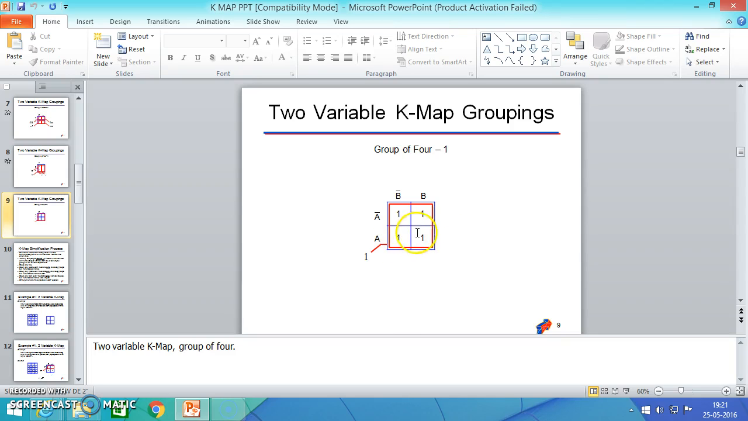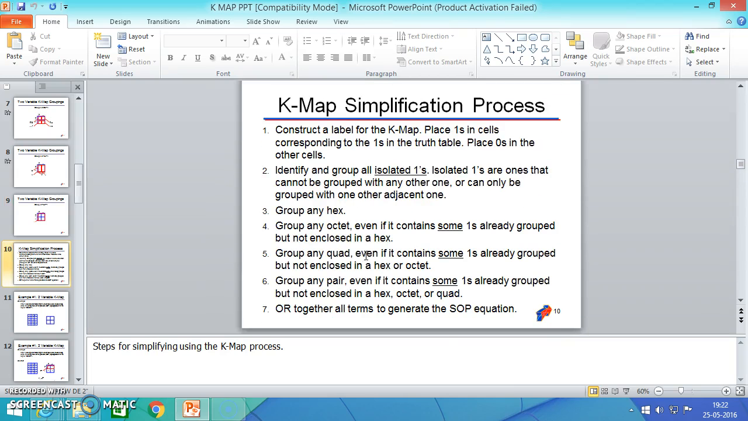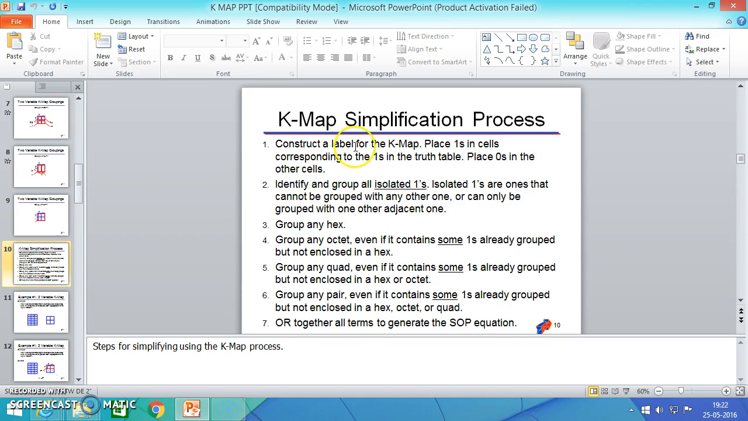Now as all are 1s, we can also make a group of 4, that is also known as a quad. So if we make a quad, a group of 4, then 2 variables are reduced. As this is a 2 variable Karnaugh map, both variables are reduced, as adjacent A and A bar, B and B bar are reduced, and we get only 1. Simplification process. Now you can read this by taking a pause. You can pause the video and read this. So I proceed to the next one.